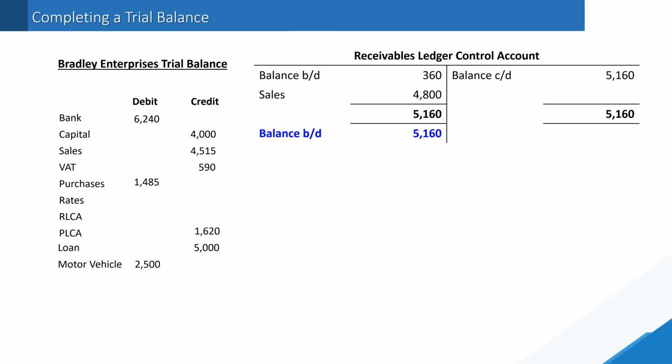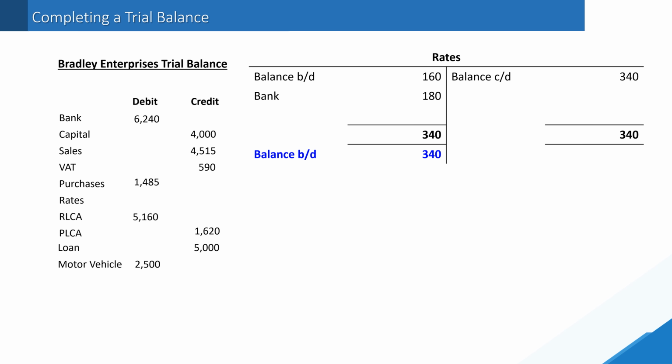The receivables ledger control account looks at the amount that the business is owed by their receivables, their credit customers. The balance brought down in the ledger account is £5,160, and that will be shown as a debit in the trial balance. The last ledger account to consider is our expense, our rates account. It has a balance brought down of £340, and that will be on the debit side of the trial balance.